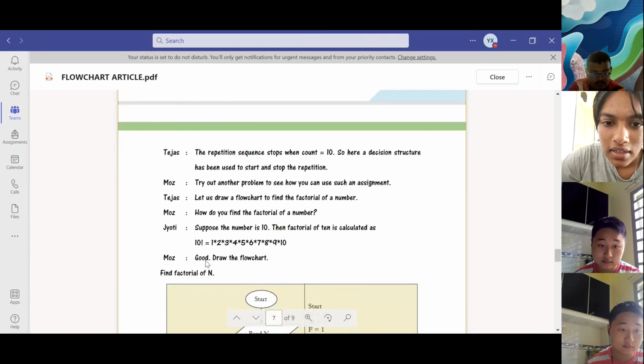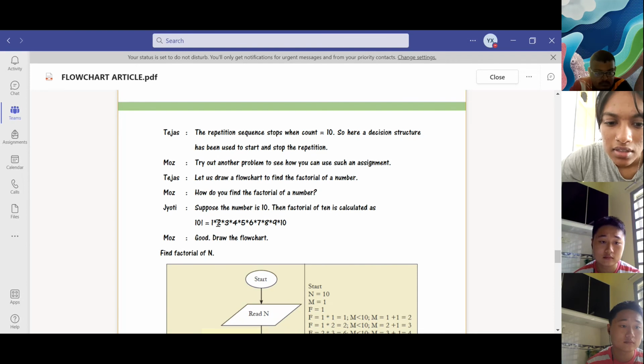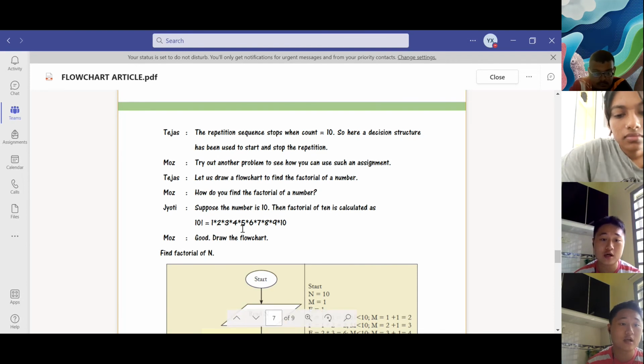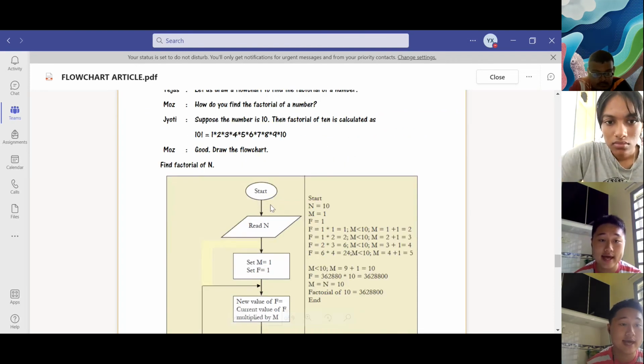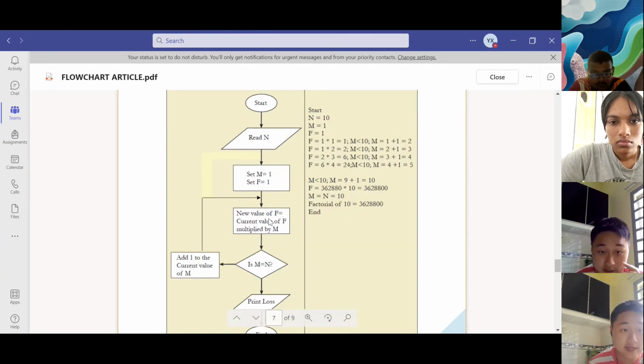Suppose the number is 10, then factorial of 10 is calculated as 10! equals 1, 2, 3, 4, 5, 6, 7, 8, 9, 10. Good. Draw the flowchart. So here's the factorial of n. We start, input, read n, and here's the process: set m equals 1. And then the next process is new value of m equals the current value of m multiplied by n.